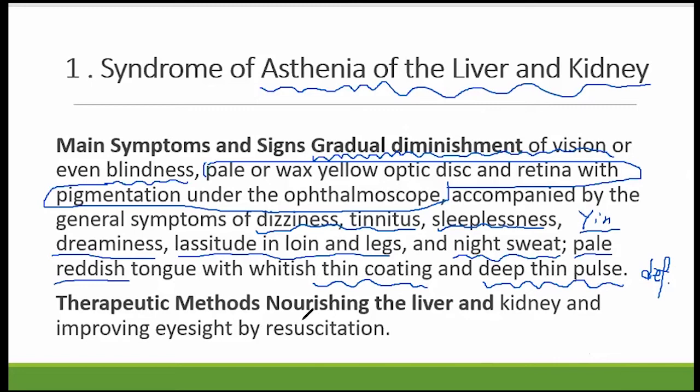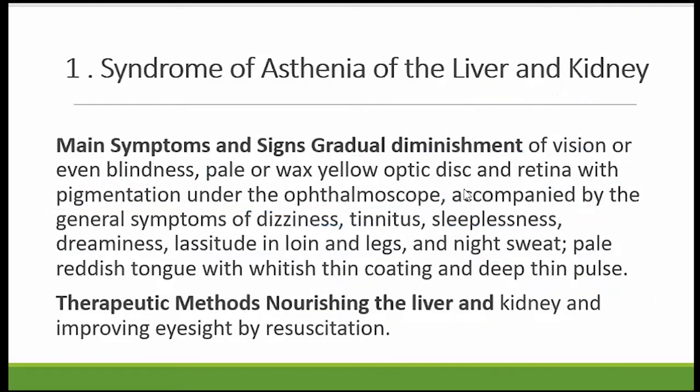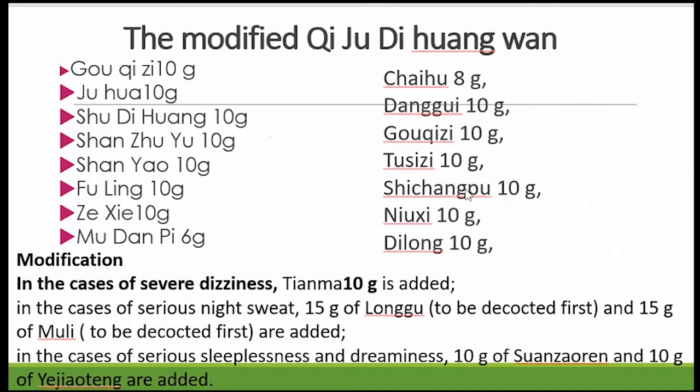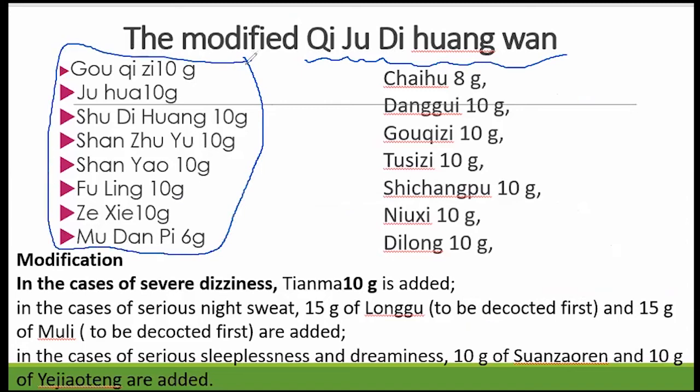So the treatment principle: nourishing the liver and kidney, which is mainly for deficiency problems, and then benefiting the eye. The formula is one we're very familiar with, 杞菊地黄丸. So that's this base, 杞菊地黄丸, and then we add more ingredients.